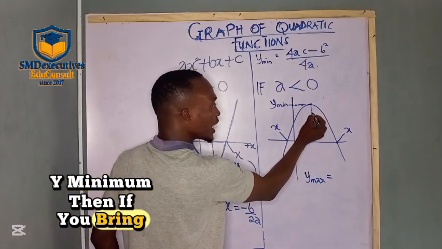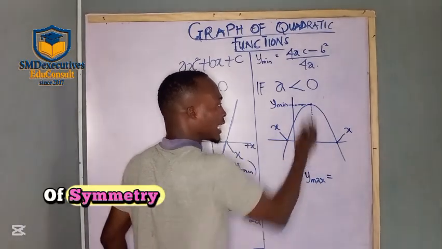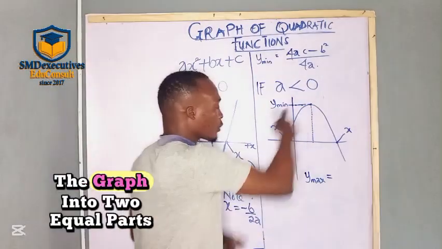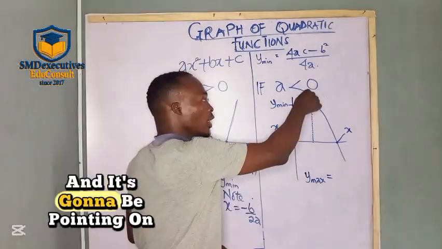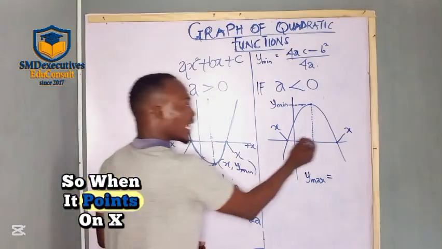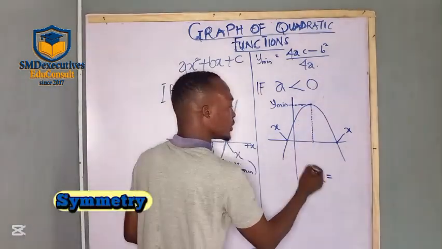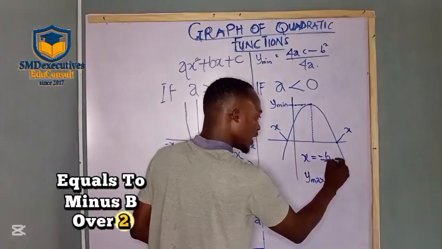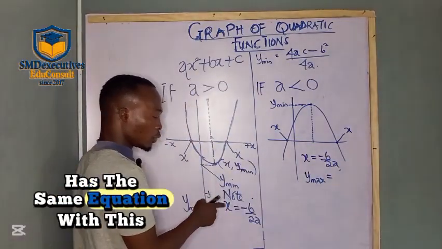Then if you bring it down this way, it's going to give you the line of symmetry that divides the graph into two equal parts. And it's going to be pointing on the x-axis, just like the way we pointed this one on the x-axis. So when it points on the x-axis, we say that's the line of symmetry. Then x for line of symmetry will be equal to minus b over 2a. So it has the same equation as this.